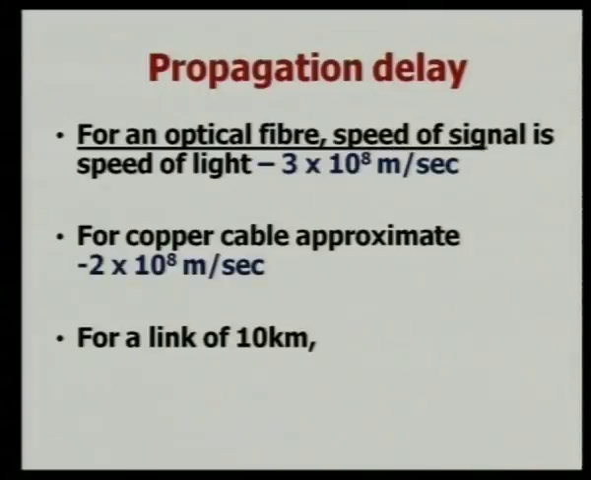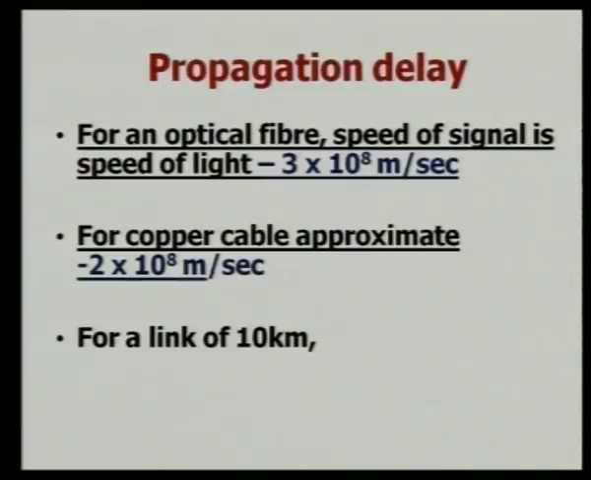Now here again, depending on the media that you will have and the kind of signaling that is used, different amounts of time are taken for this propagation delay depending on the speed at which it travels. Suppose we take optical fiber. Now for an optical fiber, the speed of the signal is the speed of light because it is light that is being transmitted. So 3 into 10 power 8 meters per second. For copper cable, approximately it will come to 2 into 10 power 8 meters per second.